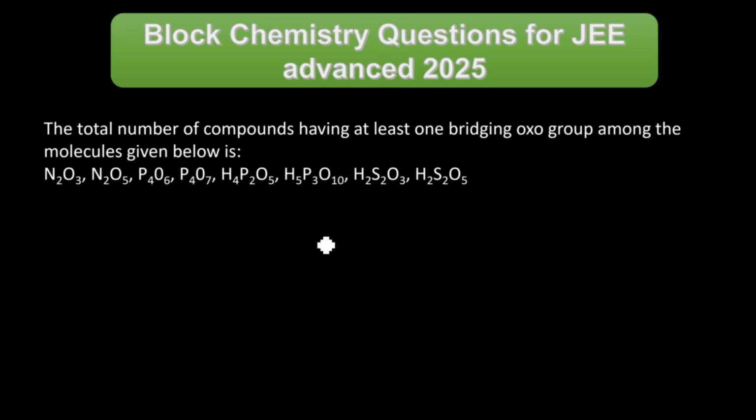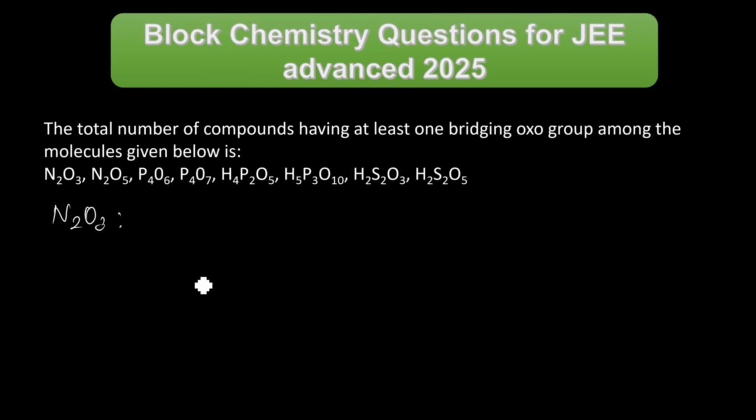The total number of compounds having at least one bridging oxo group among the following molecules: N2O3, N2O5, P4O6. Okay, they have given around 8 molecules. You have to know about the structure. Ma'am, how will I know about the structure? By practice only you will get it. Okay, so let's see one by one.